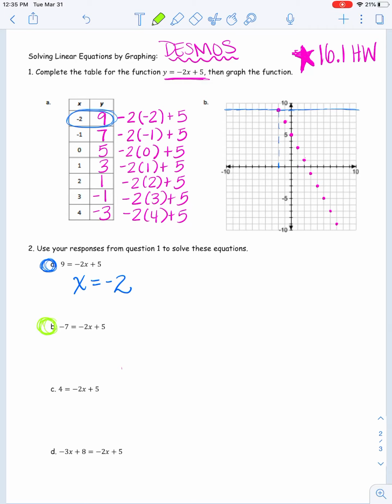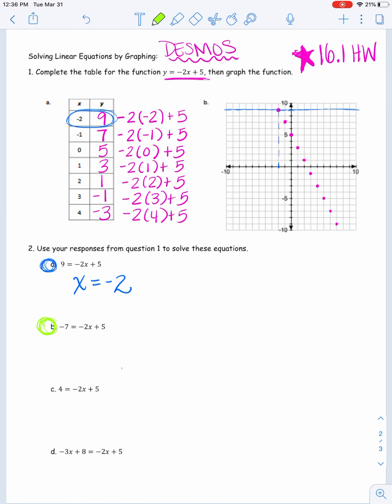Letter B. We are looking for where negative 2x plus 5 is equal to negative 7. I'm looking at my table and I don't really see where y is equal to negative 7. So for this one, because I don't have negative 7 in my y column, I can't use my table. So my only other option is to take a look at my graph.